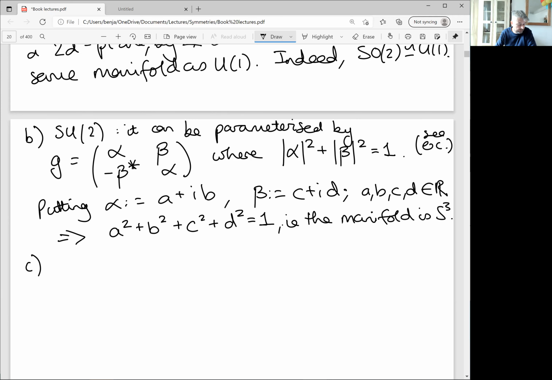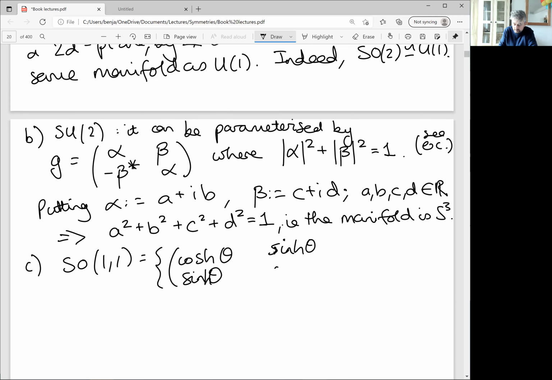And just for an explicit example of a pseudo-orthogonal group, let's look at SO(1,1). So this is the set of all 2 by 2 matrices, cos theta, sine theta, sine theta, cos theta. And now theta, this natural parameter, varies between minus infinity and infinity.